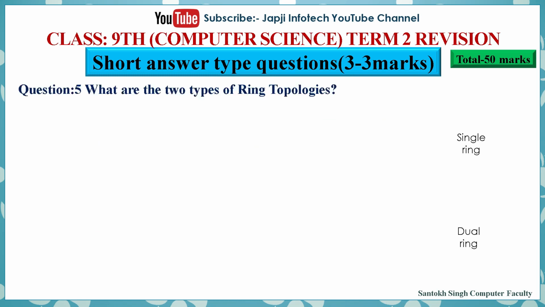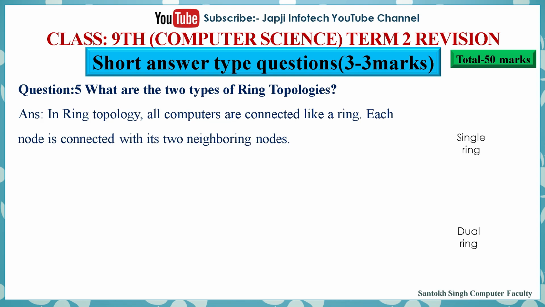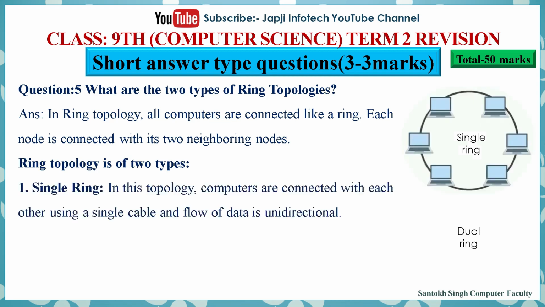And fifth question is what are the 2 types of ring topologies? So in ring topology, all computers are connected like a ring. Each node is connected with its 2 neighboring nodes. So ring topology is of 2 types. The first one is single ring.